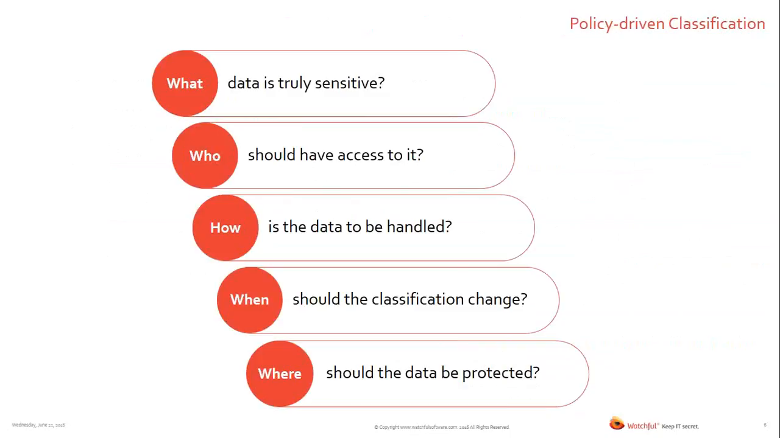So that gets into issues after a financial report is released to the public. That becomes general public information, and it gets into policy lifecycle management. And then where should the data be protected? Emails, mobile, desktops, and everything. And then if it's shared with somebody, how can it be protected?